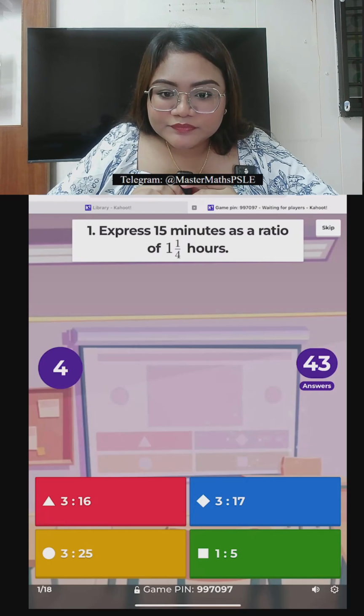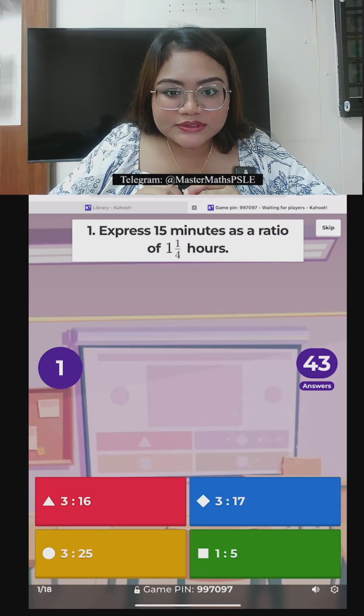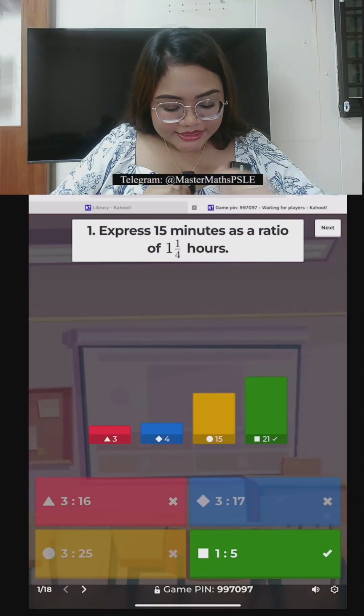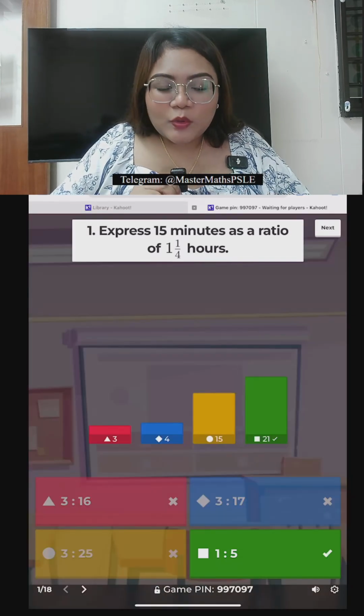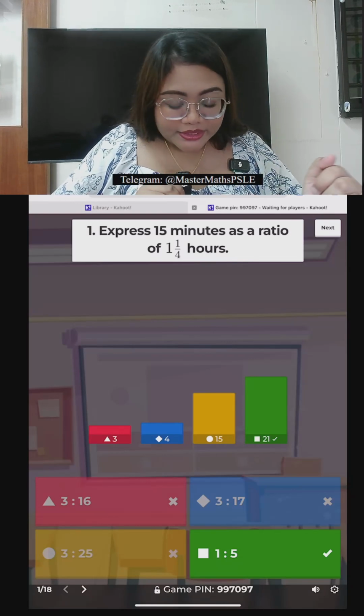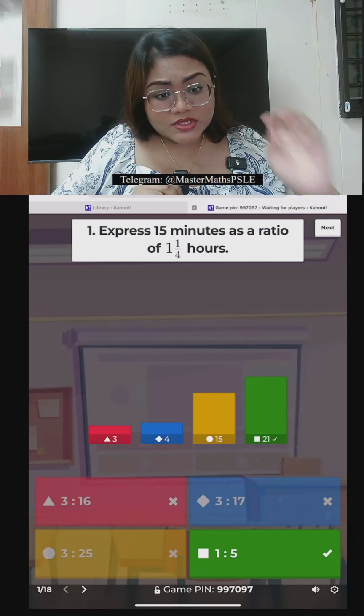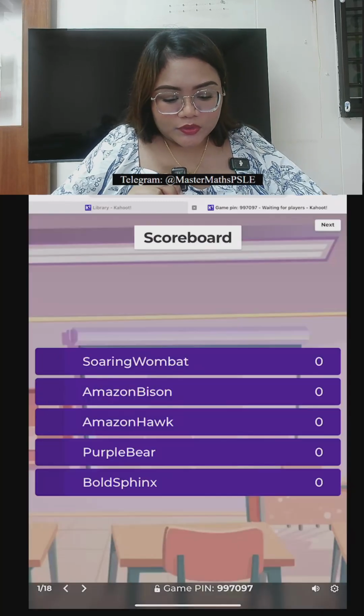Okay, some of you are saying it's yellow, some of you saying it's green. Let's check. The correct answer is indeed the green one, 1:5. Quite a number of you used the yellow one. So, what's going on? Let's take a look.